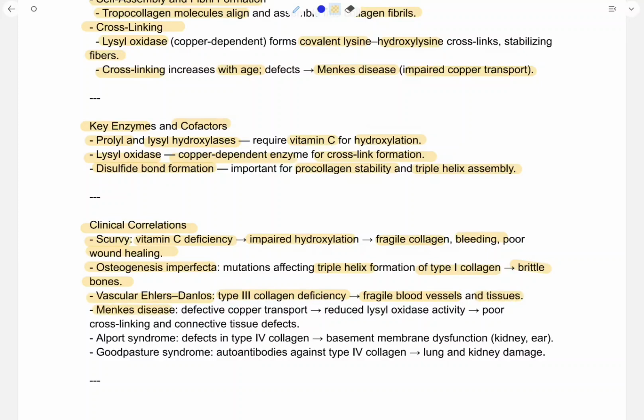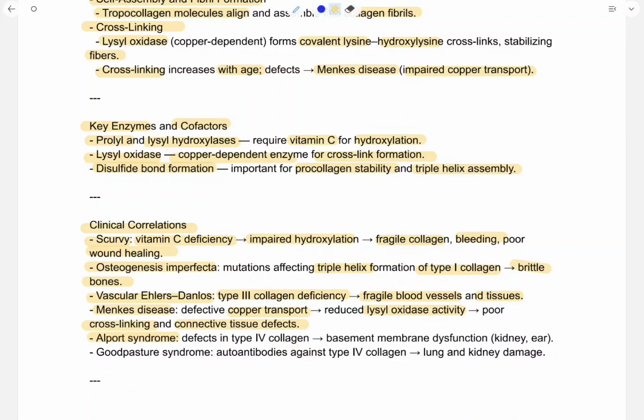Menkes disease is due to defective copper transport, with reduced lysyl oxidase enzyme activity. In Menkes disease, lysyl oxidase activity is reduced, which leads to poor cross-linking and connective tissue defects.